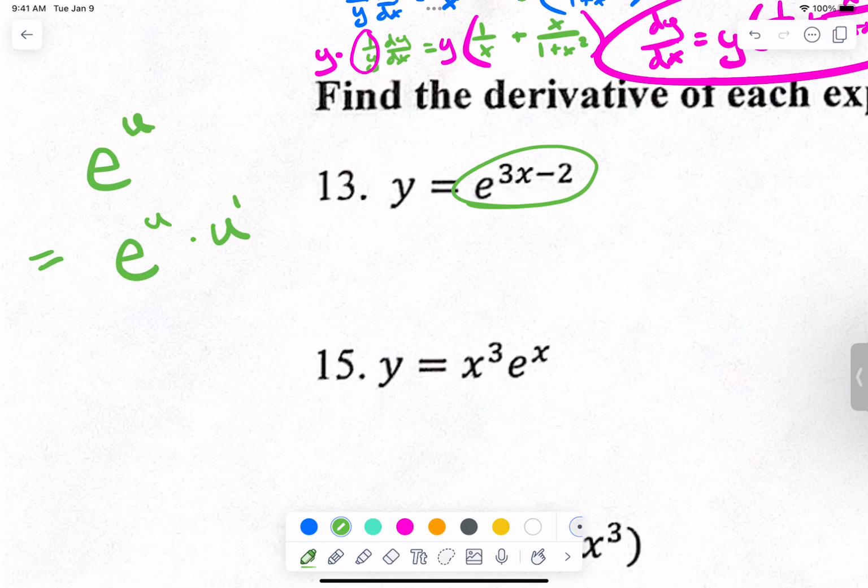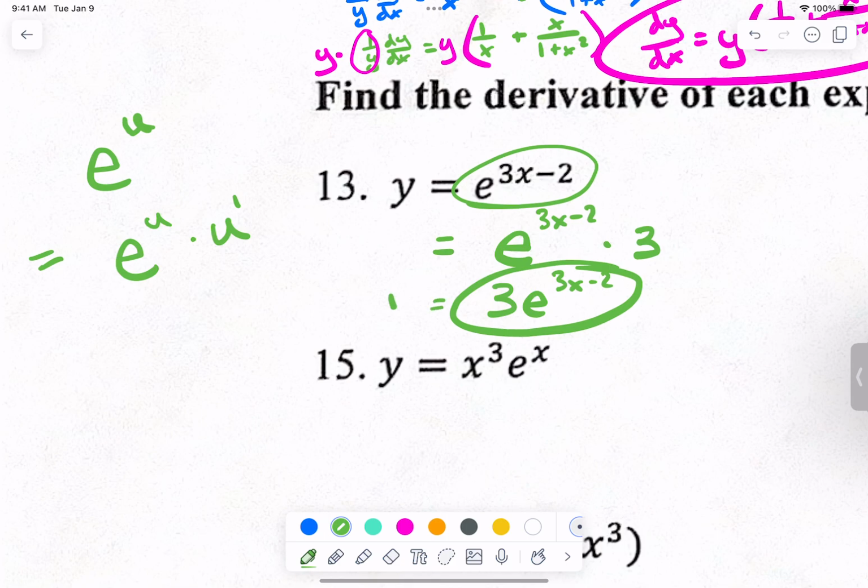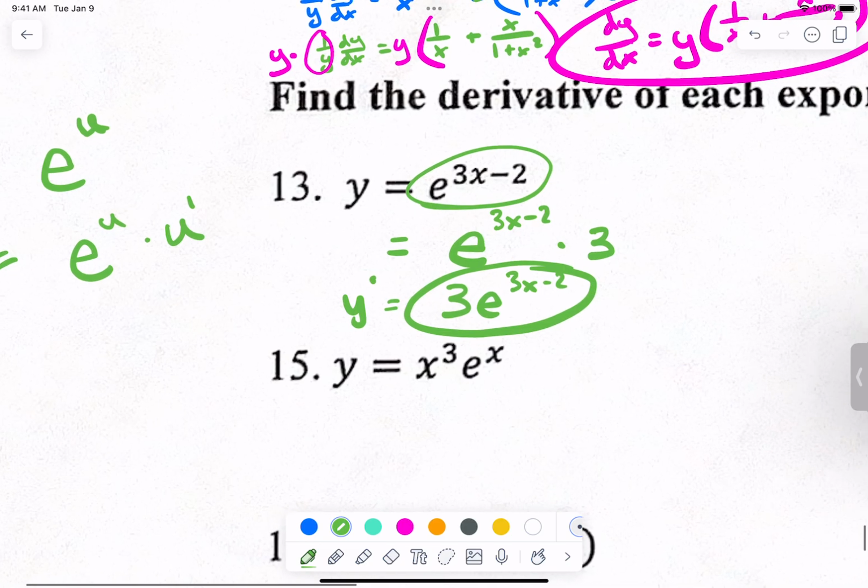So here, we keep it the same, but then we take it times 3. So, e to the 3x minus 2 times 3, the derivative of the inside, which is 3. And I simplify that as 3e to the 3x minus 2. Got it? And we could write that as y prime equals that, or dy/dx equals that, or whatever it is.